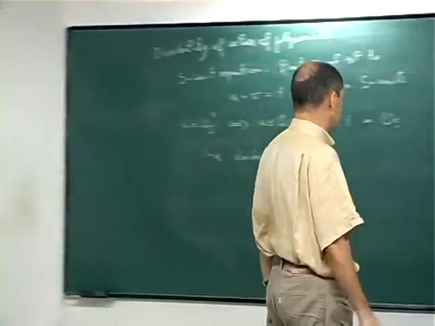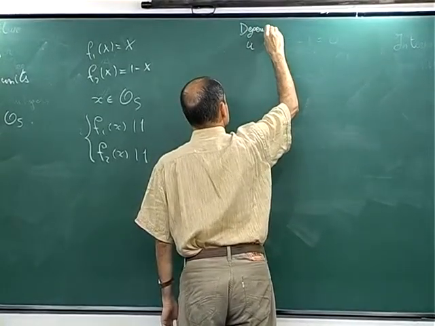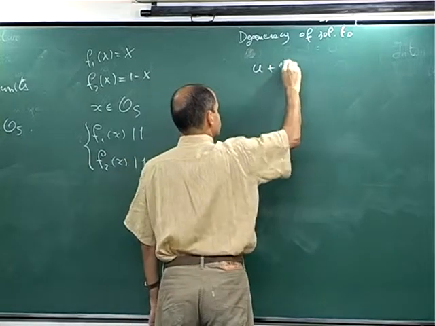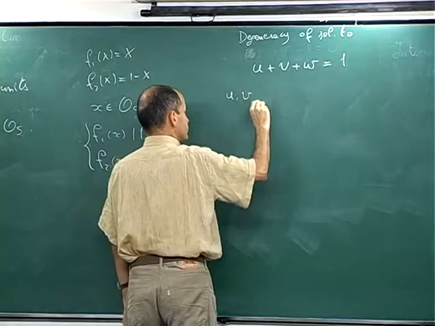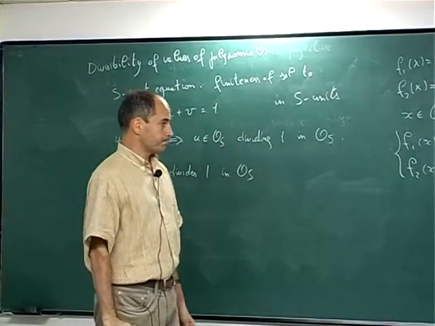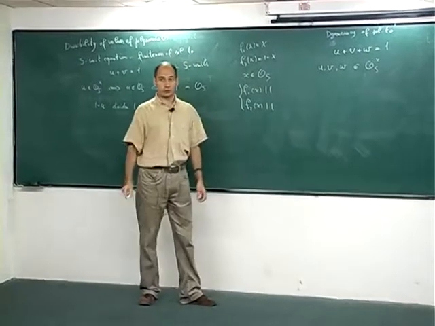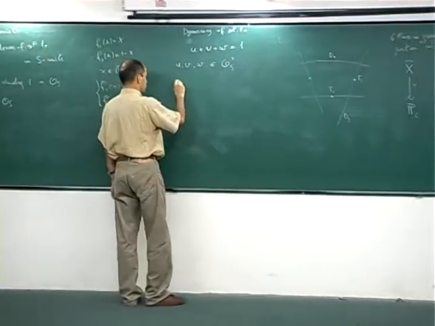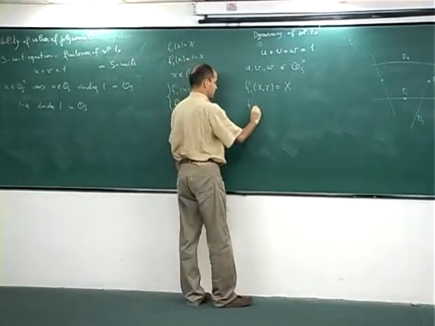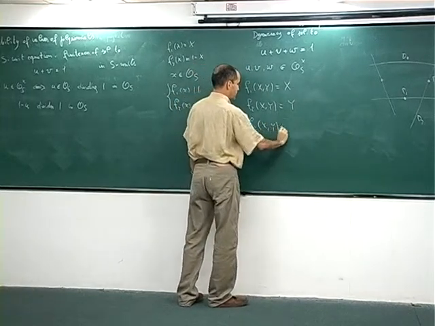Now, the S-unit equation in three variables states the degeneracy of solutions to u plus v plus w equals 1, where u, v, w are also S-units. Now, you can rephrase in terms of divisibility of values of polynomials in two variables. So, we take the first polynomial f1 of x, y, which is x, f2 of x, y equals y, and f3 of x, y equals 1 minus x minus y.